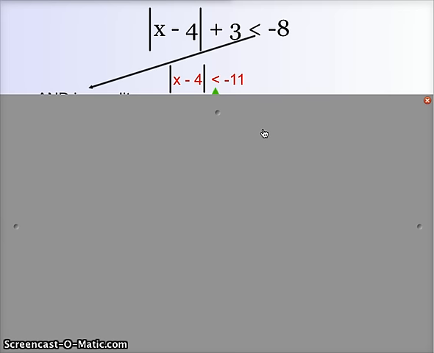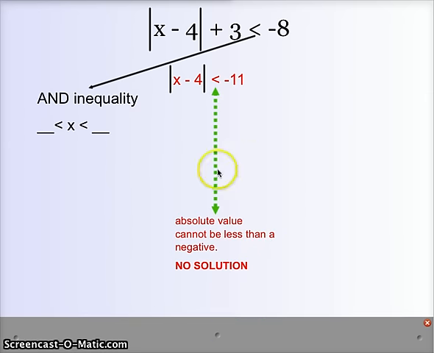You should have subtracted 3, getting the absolute value of x minus 4 is less than negative 11. Well, how can the absolute value, which is always positive, be less than a negative? There is absolutely no solution here. If you had, for instance, the absolute value of x minus 4 is greater than negative 11, then we would say all solutions, because everything in absolute value is positive, it would always be greater than a negative. The only time you keep going is like in the last problem, where the absolute value was something greater than or less than a positive.